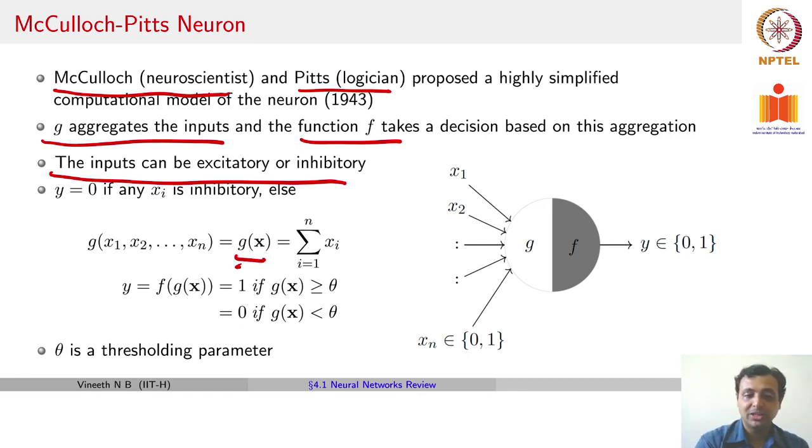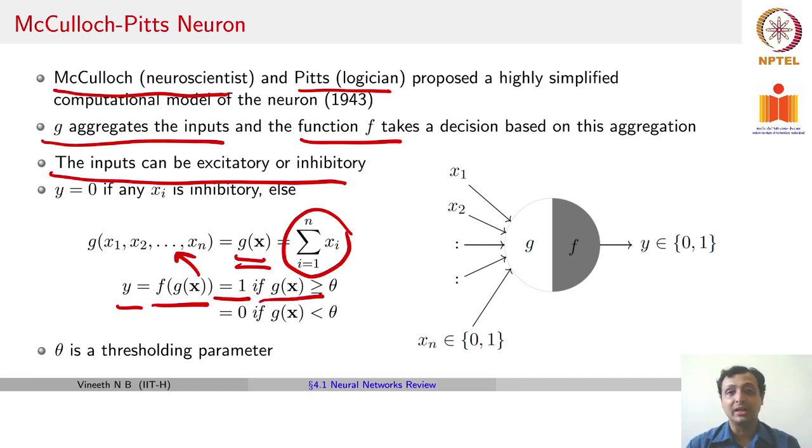So your g function was denoted as summation over each of your xi's, and your final output y was given as f of g of x, where the vector x denotes n different dimensions in the input space, which was given by 1 if g of x was greater than a threshold theta, and 0 if g of x was less than that same threshold theta. This is what is illustrated here on the right.